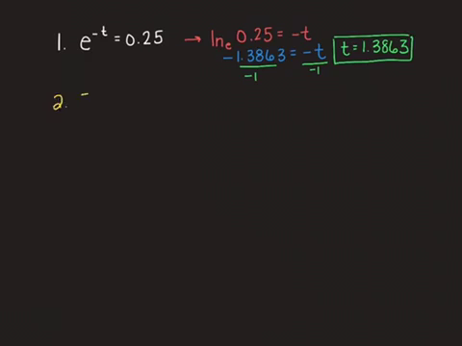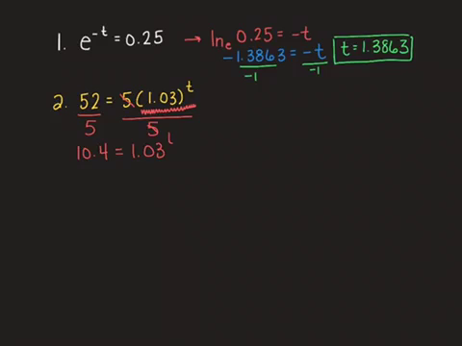Let's look at 52 is equal to 5 times 1.03 to the t power. Now, remember, like we've talked about with so many other functions, before I can turn this into a log, because it's an exponential, I need to isolate the exponential part, which means I need to start by dividing by 5. So that will give me 10.4 is equal to 1.03 to the t power.